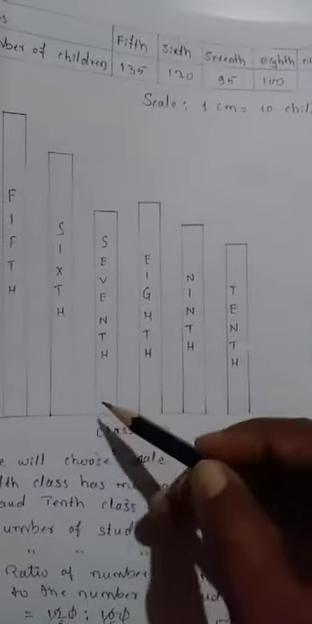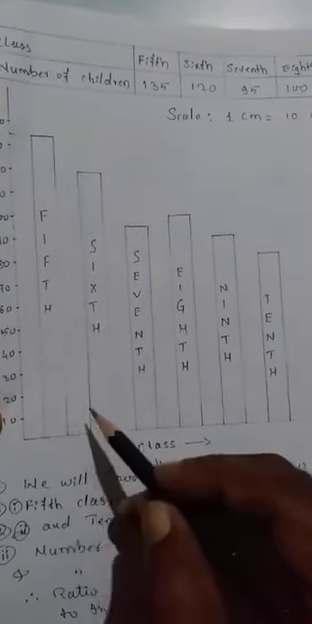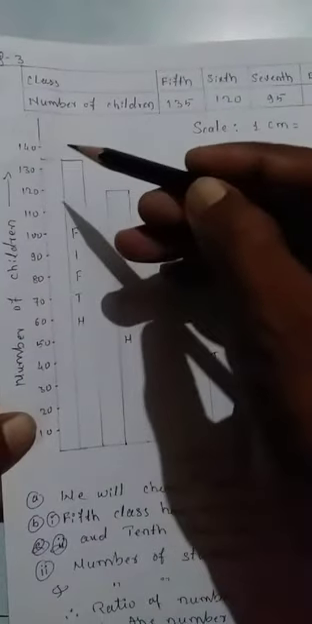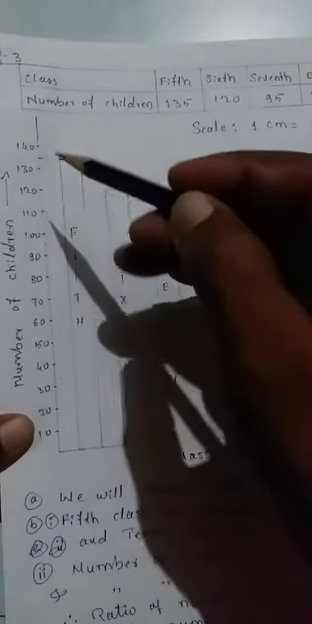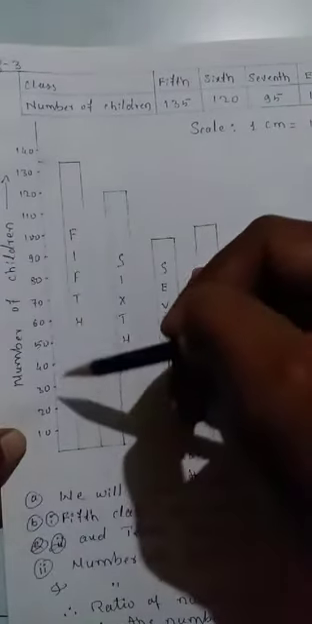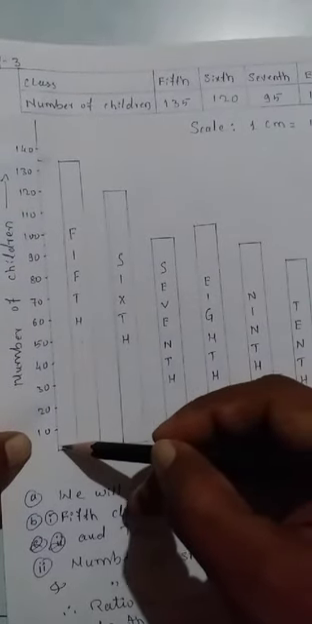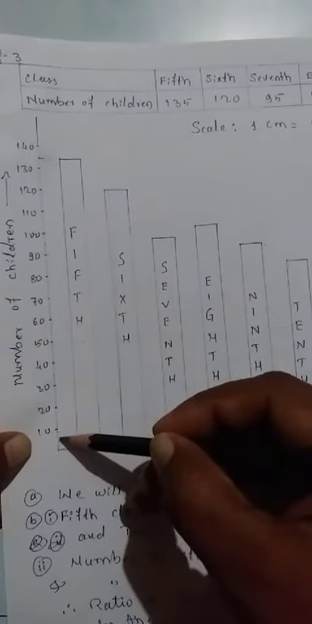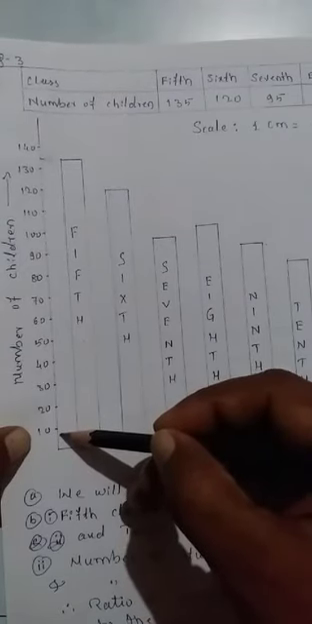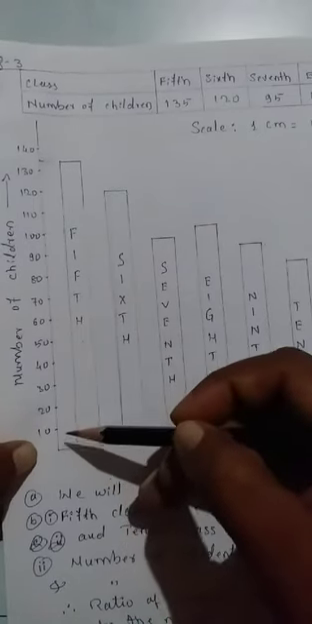and take some distance between the two bars, and take the number of students along the vertical axis. On this vertical axis, take the scale as 1 centimeter equals 10 students, or 10 children.